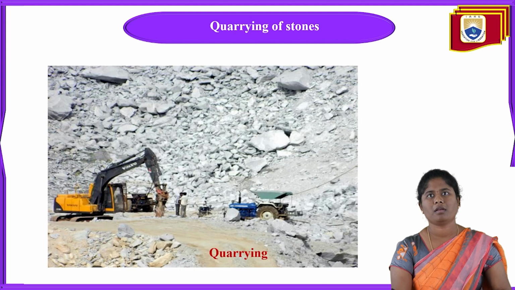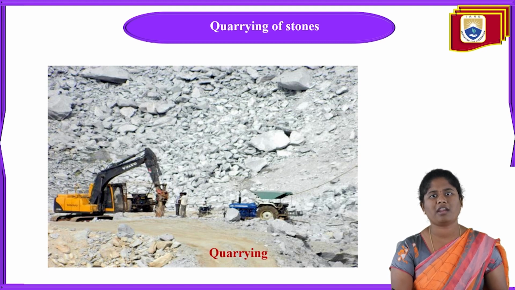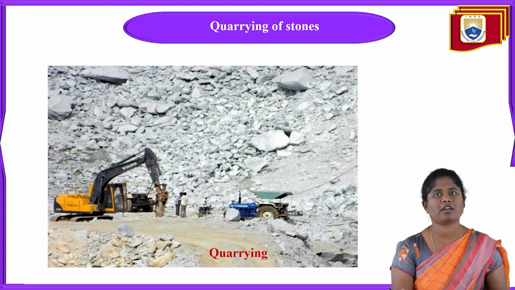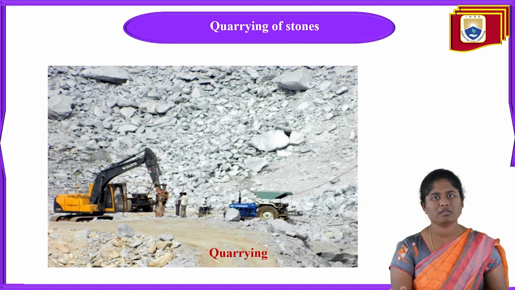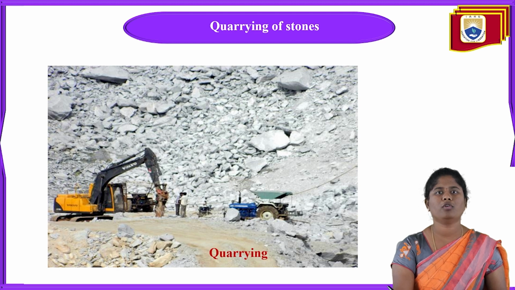Here you can see the picture of quarrying. After the quarrying process is done, after extracting the stones from the earth surface, they transport these stones from one place to another. They cut the stones into a specified shape, then polish them, and only after polishing do they use the stones for construction, decorative or flooring purposes.